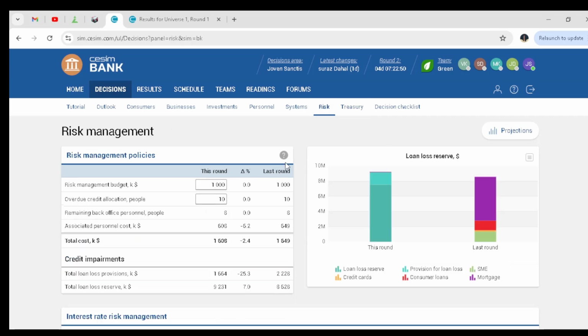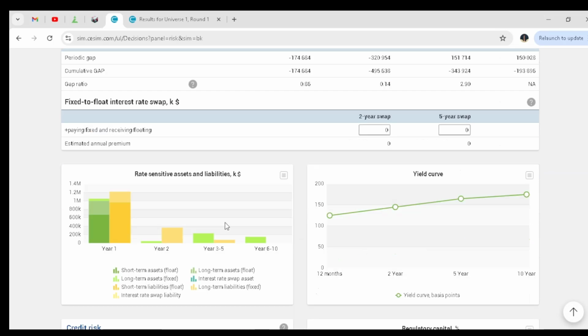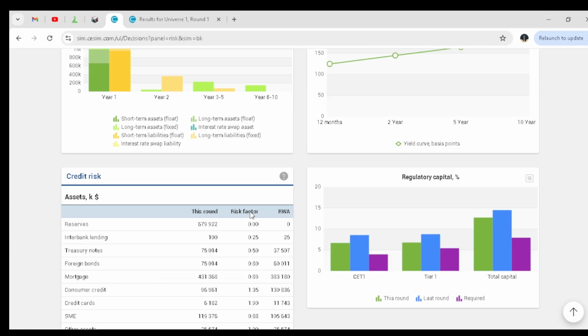Next is the risk, and under the risk you have the risk management, and you have the risk management policies. And under the risk management budget, we are going to use 1,000 as our budget, and maybe overdue credit allocation, just maintain it at 10. So that's it about the risk part.